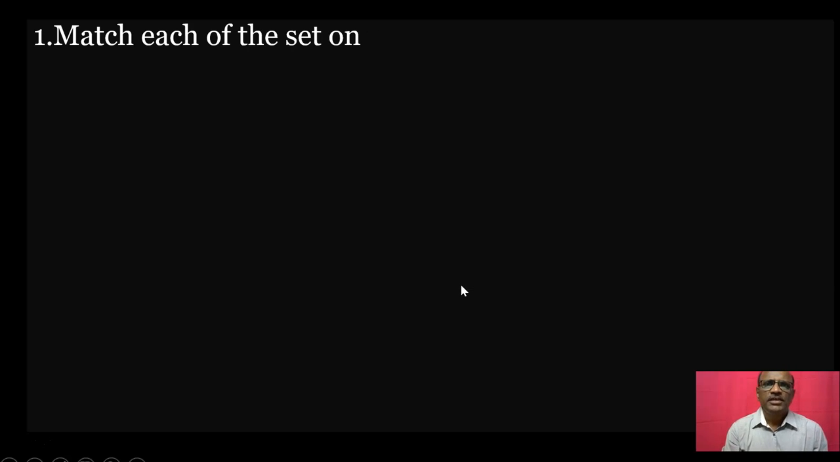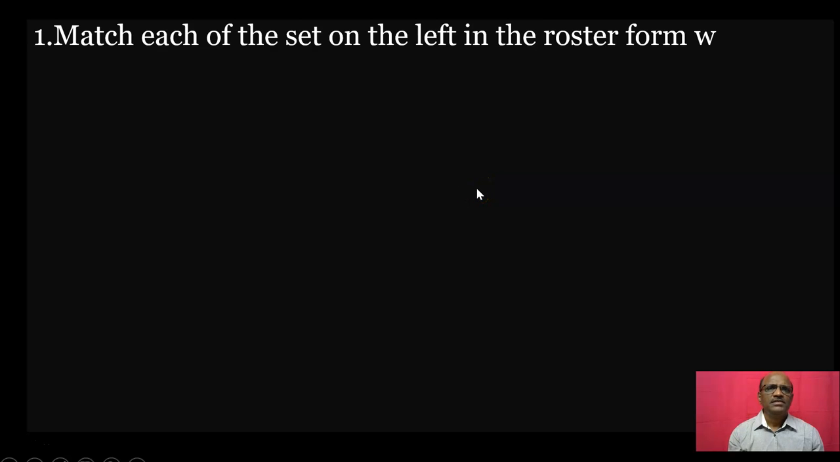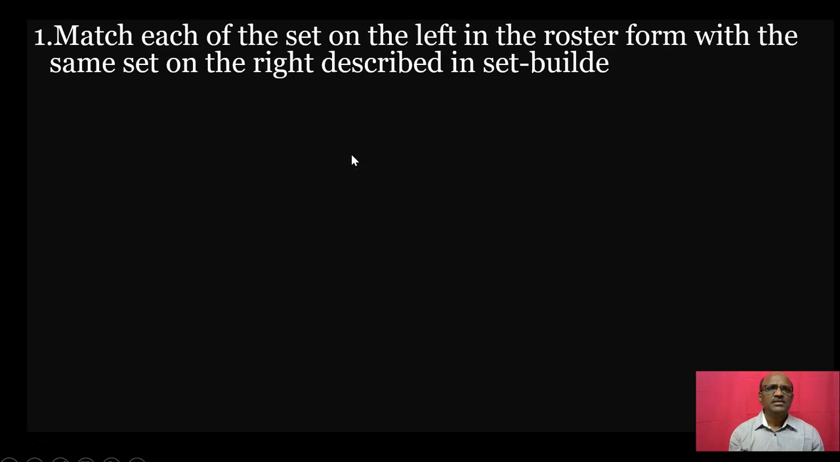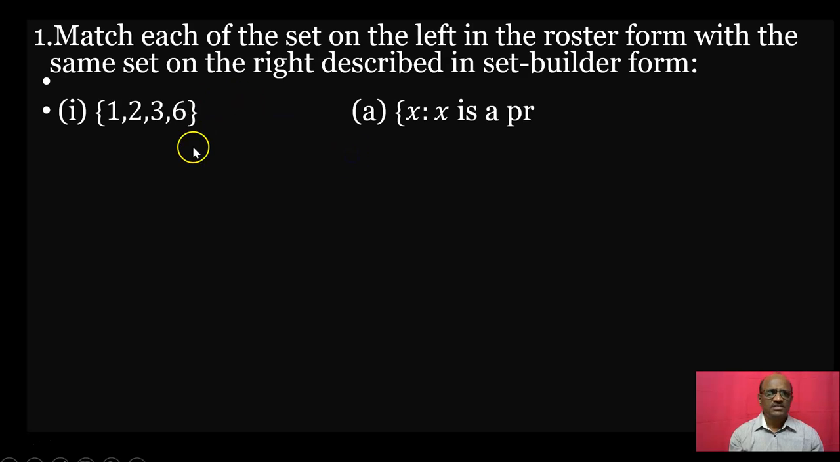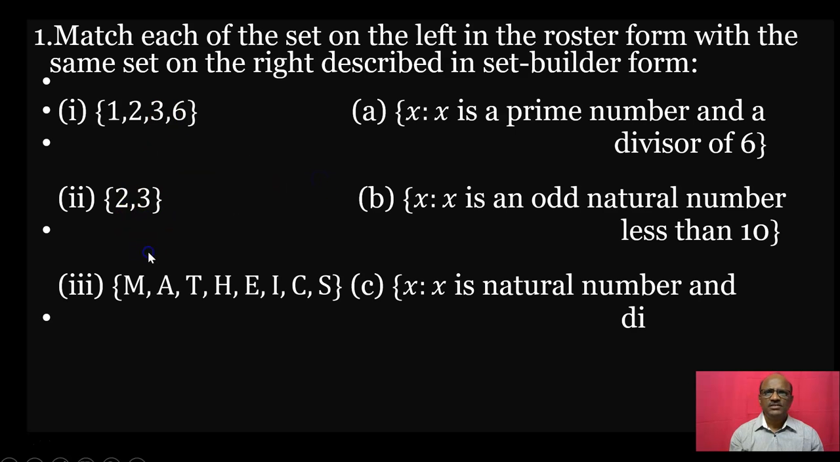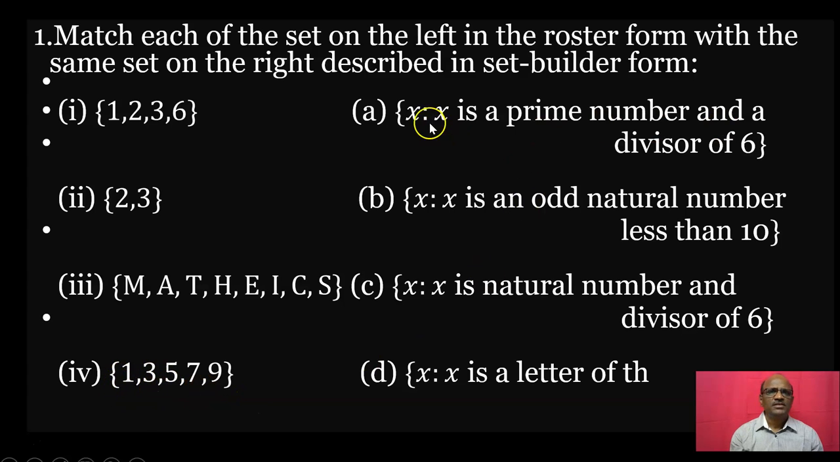Next, match each of the sets on the left in the roster form with the same set on the right, described in set builder form. First is {1, 2, 3, 6}. Again {2, 3}. Next is the letters of mathematics. And the fourth one is {1, 3, 5, 7, 9}. What about here? Another group: x is a prime number and a divisor of 6. x is an odd natural number less than 10. x is a natural number and a divisor of 6. And x is a letter of the word mathematics. So it is clear that {1, 2, 3, 6}.